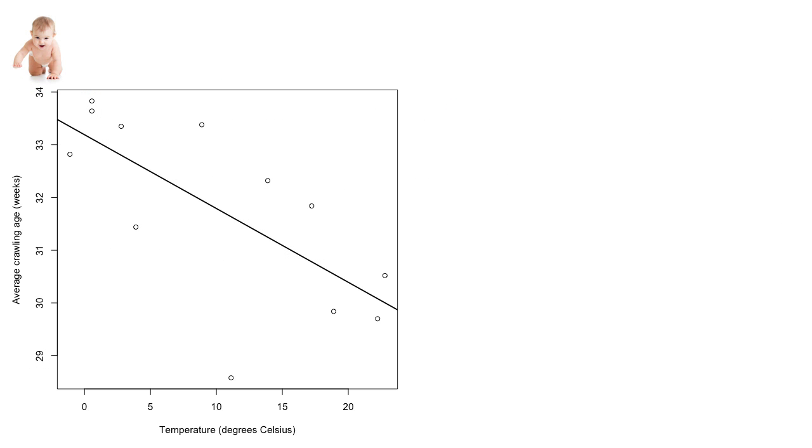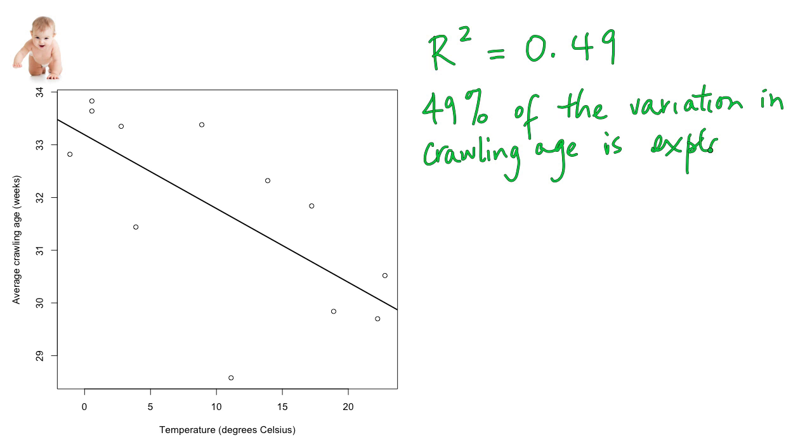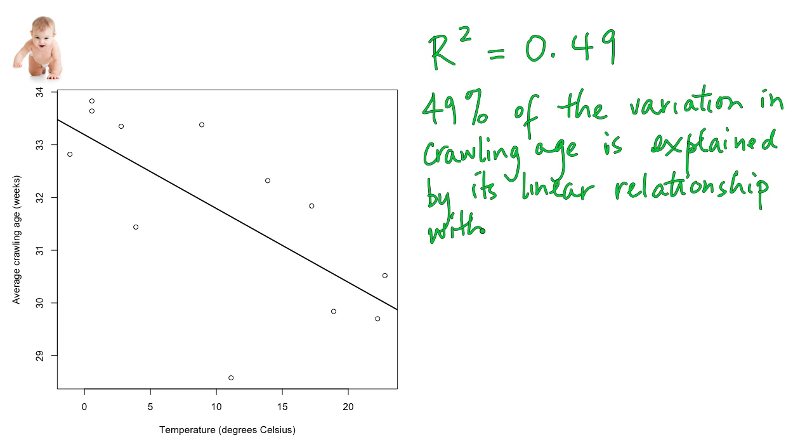For our example, the relationship between age when babies can crawl and temperature, r squared is 0.49. So that means that 49% of the variation in the crawling age is explained by its linear relationship with temperature, and then 51% is unexplained.